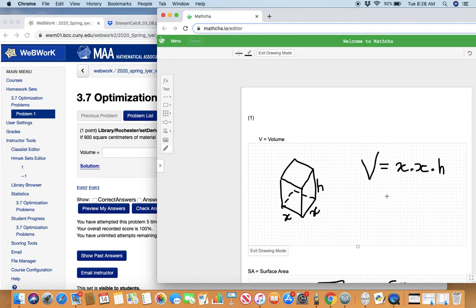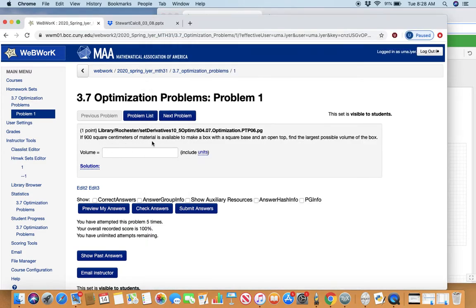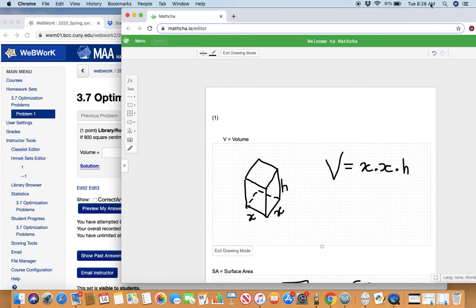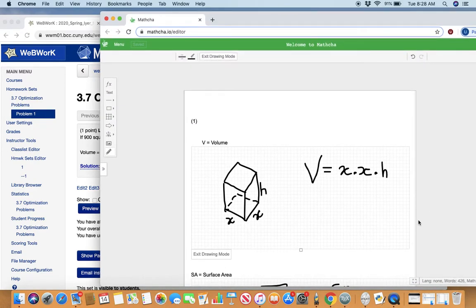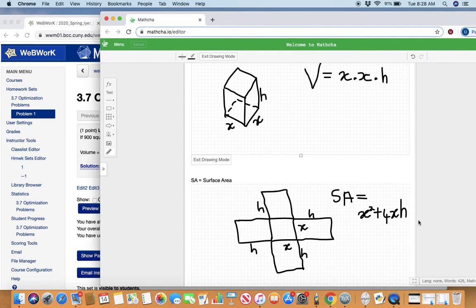When you're maximizing, you are going to take derivatives, and we don't know how to take derivatives as of now when we have two or more variables. So we need to reduce our expression to a function of one variable alone. That's where the 900 square centimeters of material comes into play. All right, so let's look at 900 square centimeters.